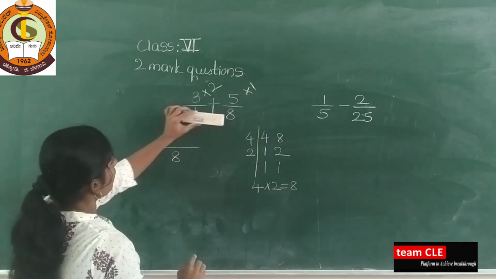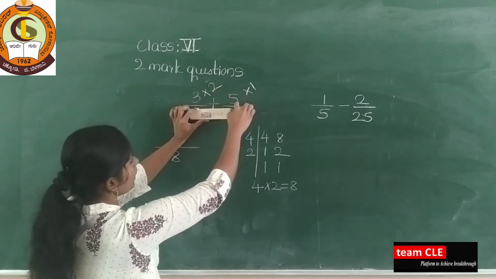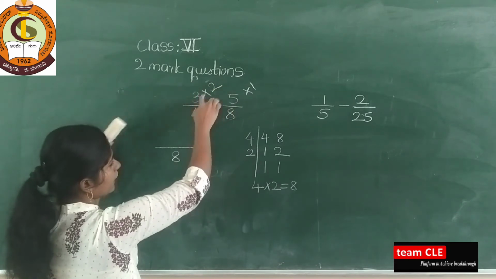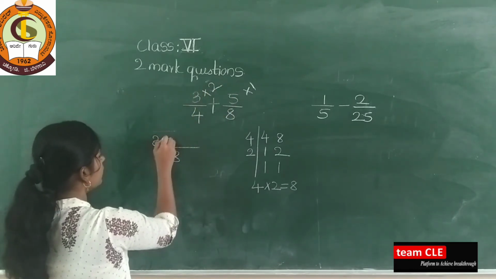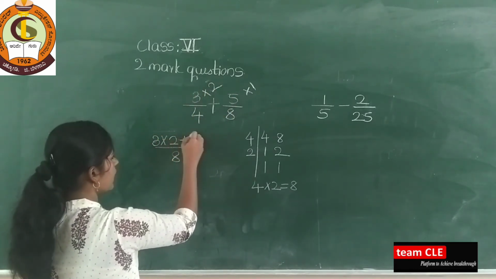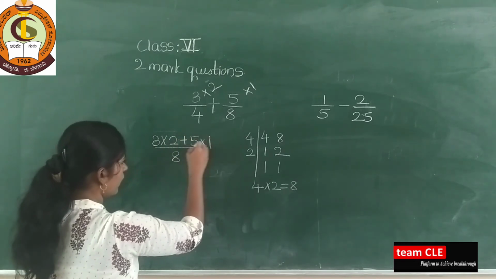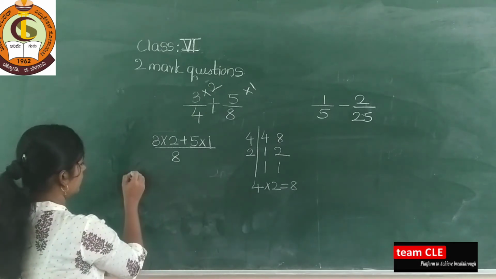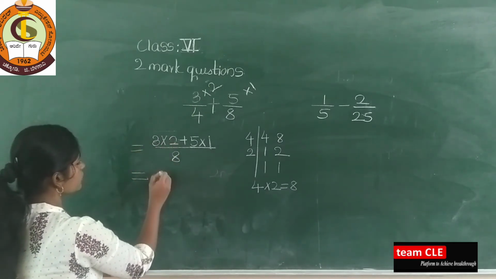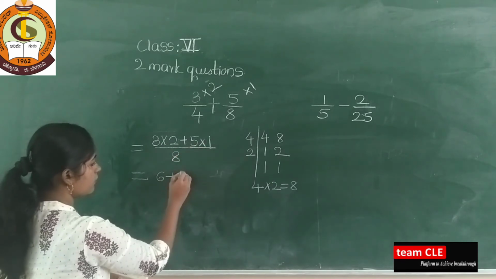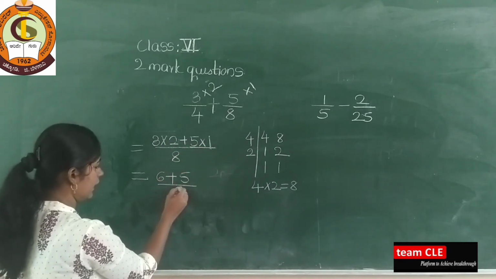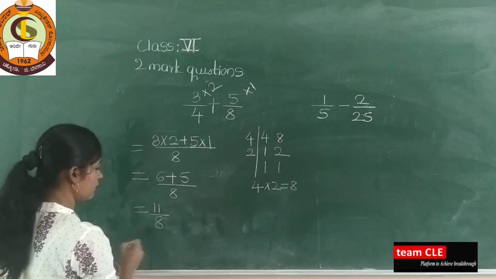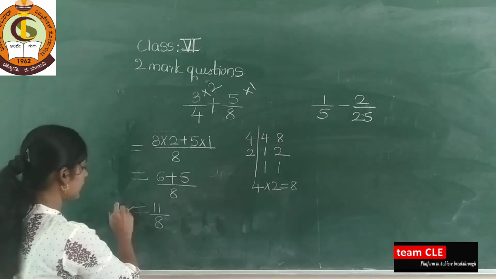Okay, next you hide this 2, take this 3 into 2 and 5 into 1. First you multiply with the denominator, then you take the numerator. So write here 3 into 2 plus 5 into 1. This step is very important. Next you move to 3 twos are 6 plus 5 ones are 5, and write 8 as it is. 6 plus 5 is 11. 11 by 8 will be the answer. Okay, if you write this, it is also correct.